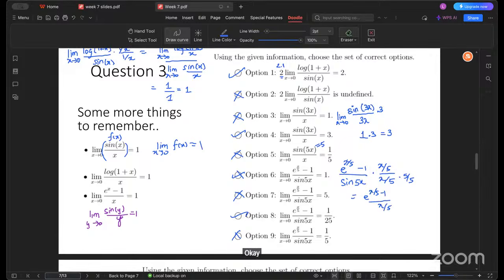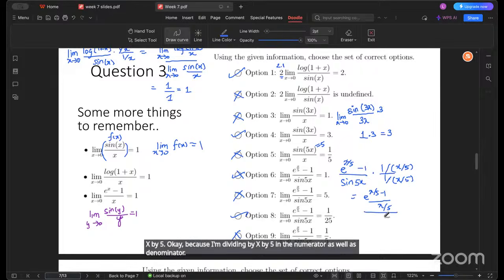Okay, so here actually 1 by x by 5, multiplying and dividing by 1 by x by 5. So I missed that 1 by x by 5. Maybe I'll write it more clearly so it should not be confusing. 1 by x by 5. Because I'm dividing by x by 5 in the numerator as well as the denominator. So this is what is happening.